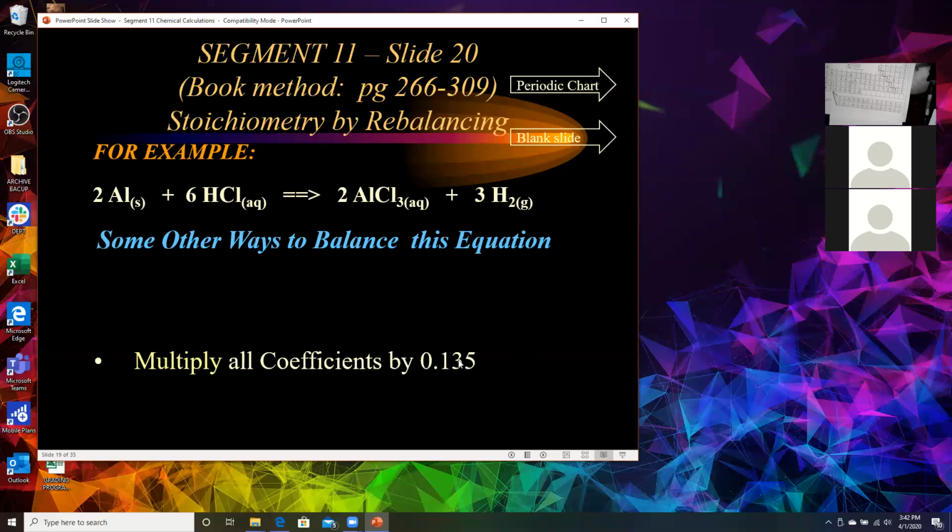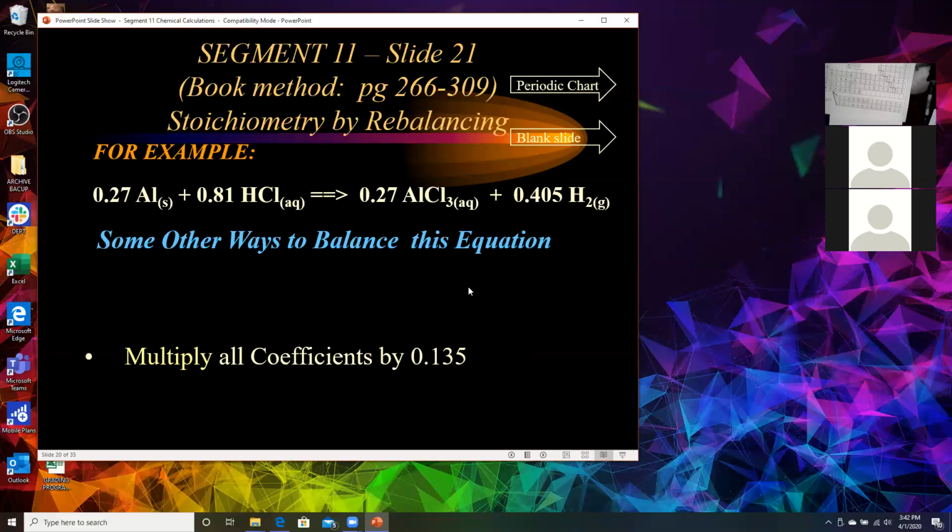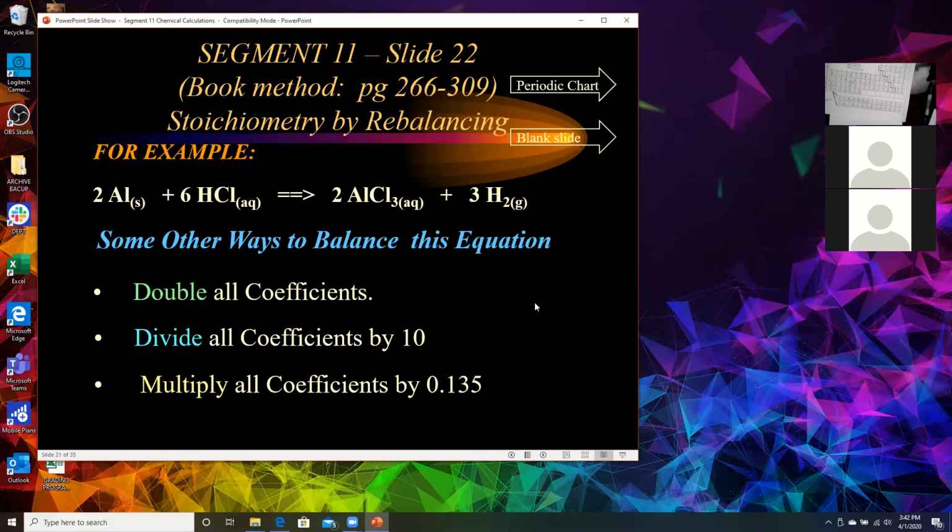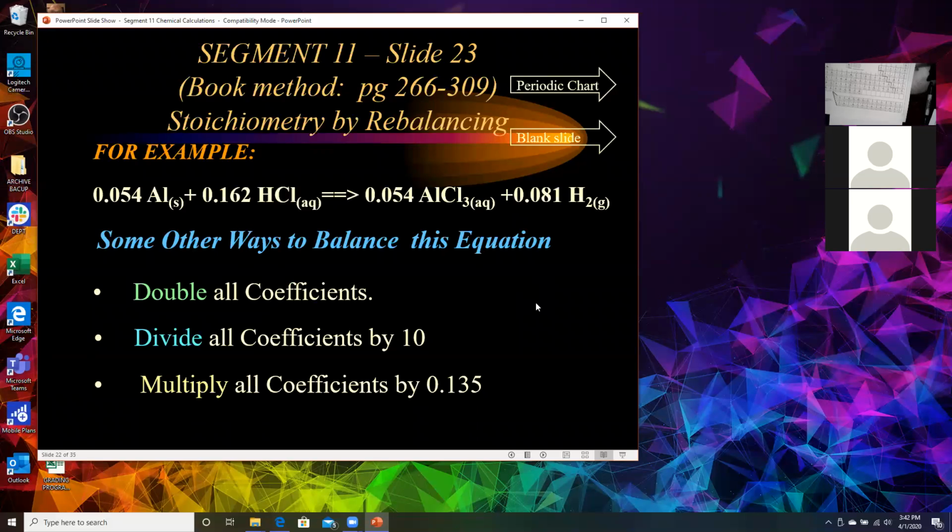Multiply all the coefficients by 0.135. I just made that one up. Okay, but there's what you get when you balance it. It's still balanced. Oh, now, we could do all of those at once. Double all the coefficients, divide them by 10, and multiply by 0.135. And this is the set of coefficients.